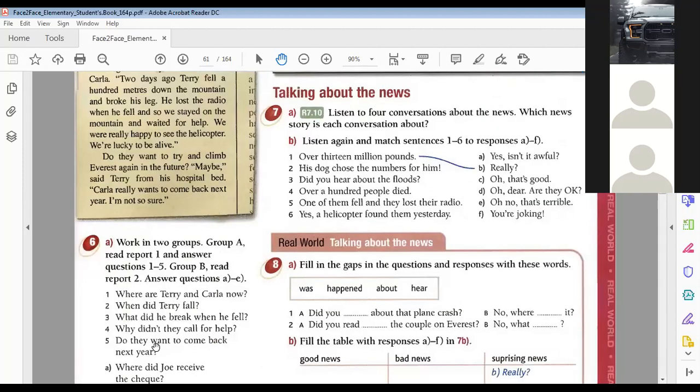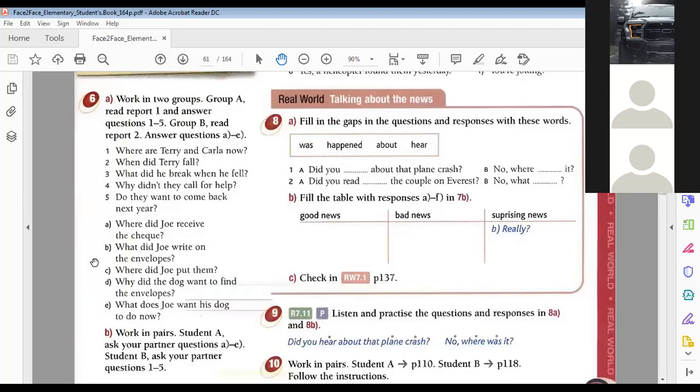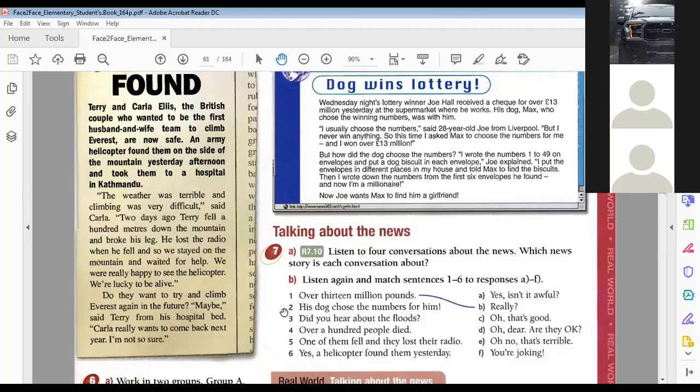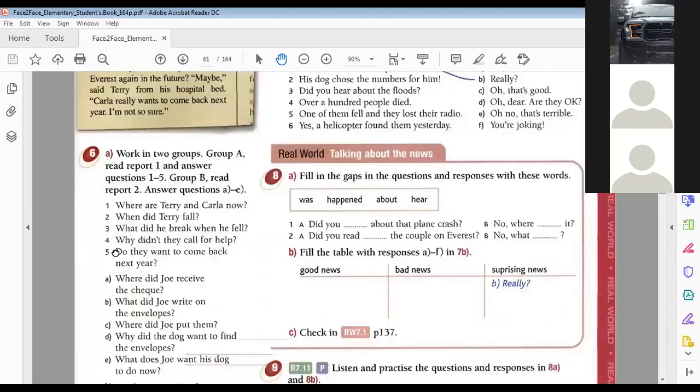Okay, very good. Najat, can you do question B? What did Joe write on the envelopes? Write numbers from 1 to 49, and then put a dog biscuit in each envelope. And he wants the dog to search or choose a number, and he chooses from 1 to 6. Right, correct. That's exactly what happened. Very nice.